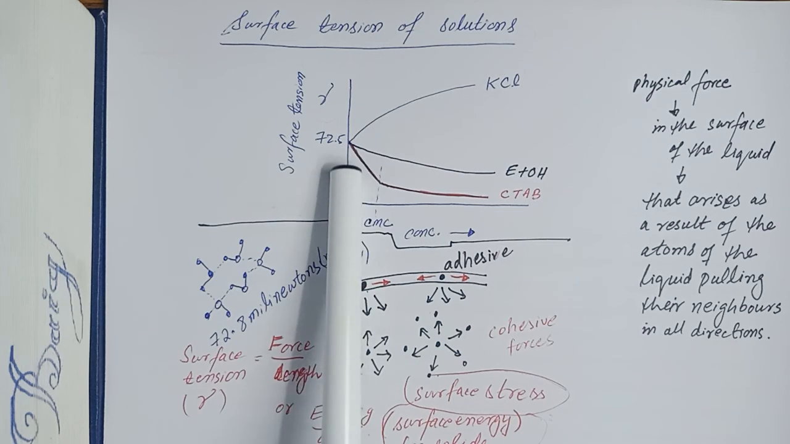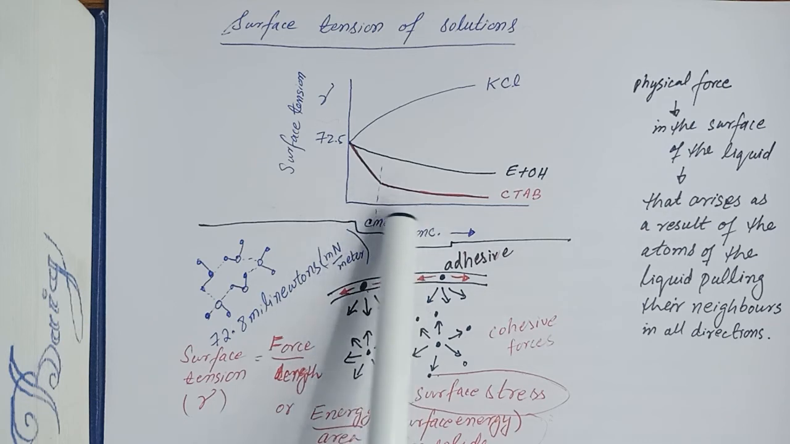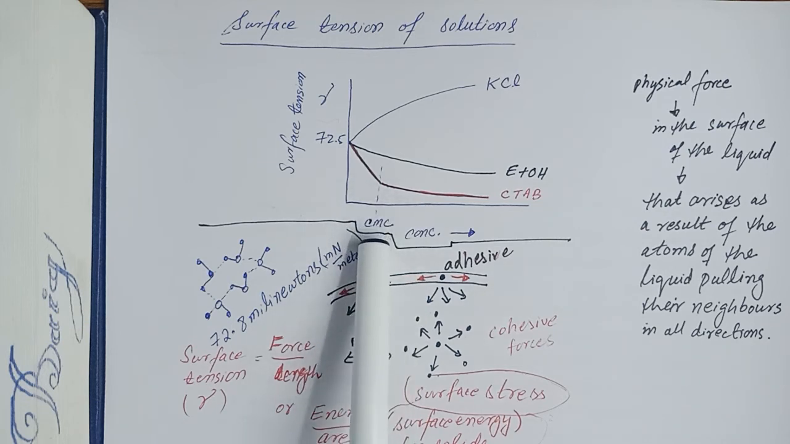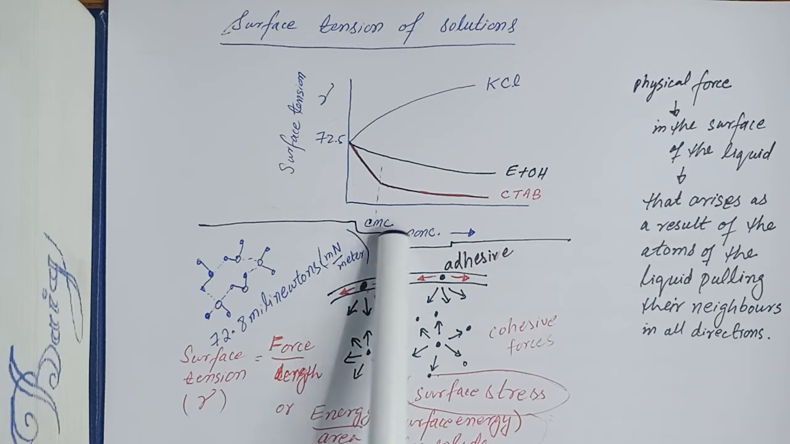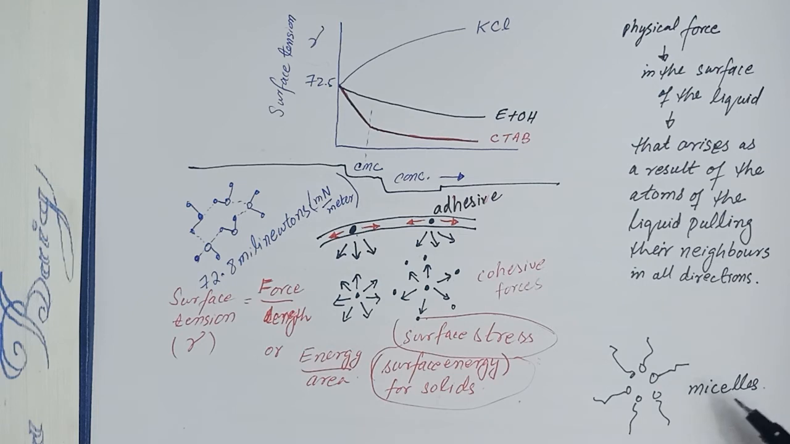And thus there is a dramatic decrease in surface tension with increase in the concentration of the surfactant until a point is reached that is known as CMC, or critical micelle concentration. It is the concentration when the surfactants are organized into micelles in order to balance the different intermolecular forces present within the solution of surfactants.